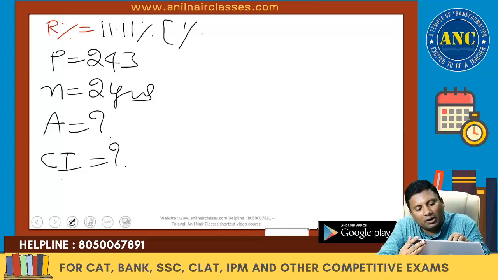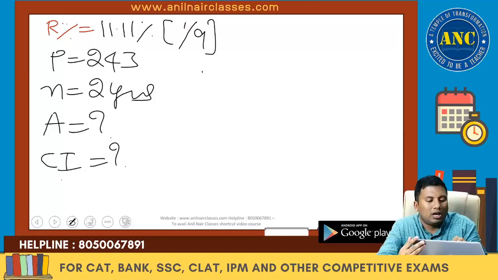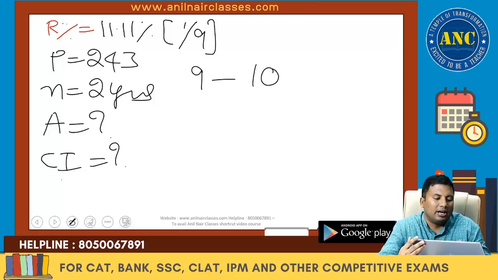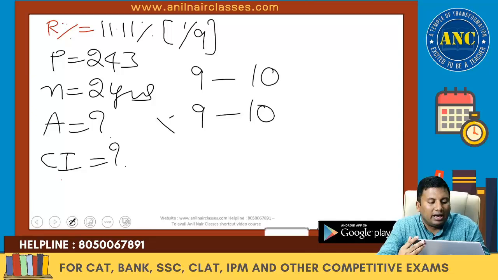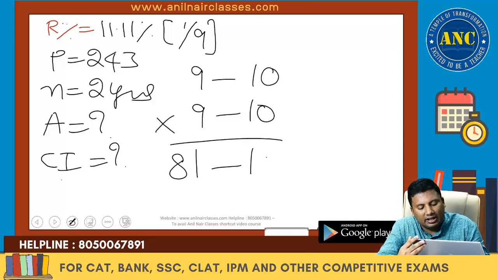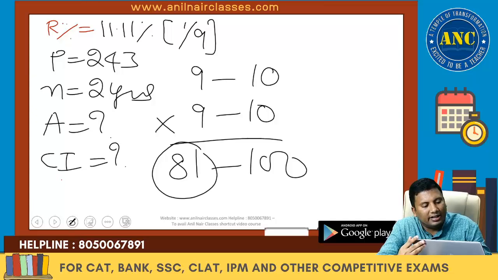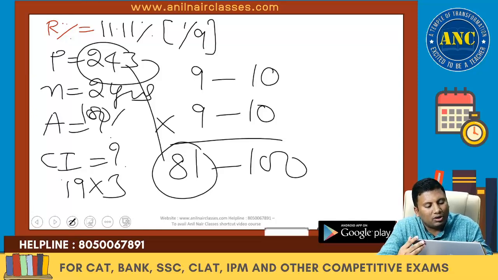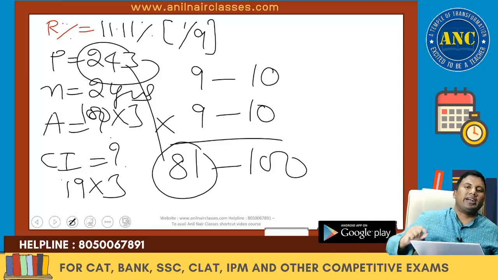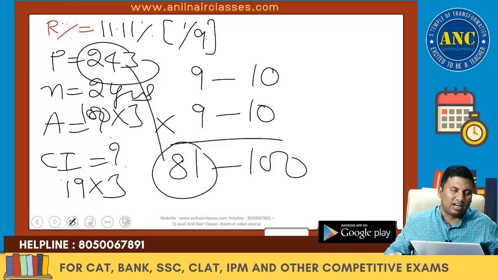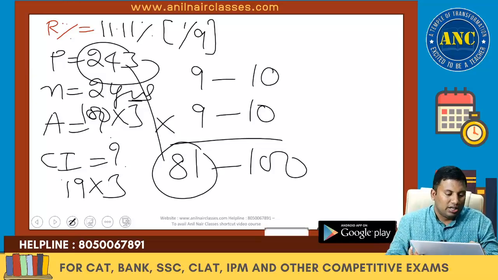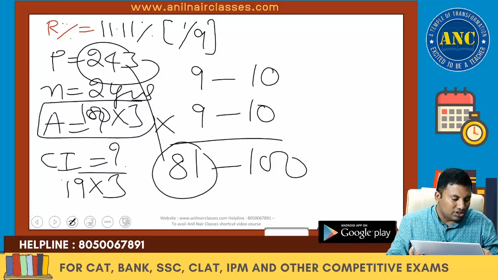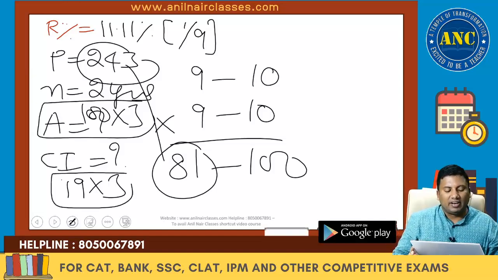11.11 is 1 by 9. 9, 1 increase, 10. 9 nines are 81. 10 tens are 100. Initially 81, 243, 3 times. All are 3 times. CI is the change: 19 into 3. Amount is 100 into 3. Just by looking at a question itself, you can mark the answer if you know these approaches. Amount is 300 and CI is 57.